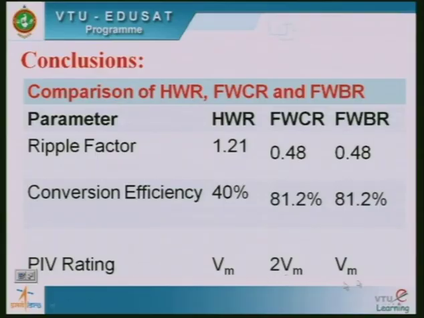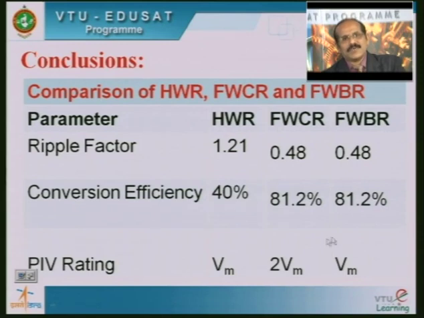Even though the full wave bridge rectifier uses 4 diodes, it provides a lower ripple factor, that is 0.48, and a higher conversion efficiency, that is 81.2%, and it uses diodes having a PIV rating of just Vm. What is the advantage of having a lower PIV rating? The bulkiness, that is the size, of the diodes used in the rectifier also reduces, and the cost of the diodes used in the bridge rectifier reduces.